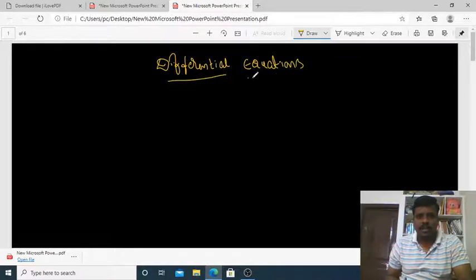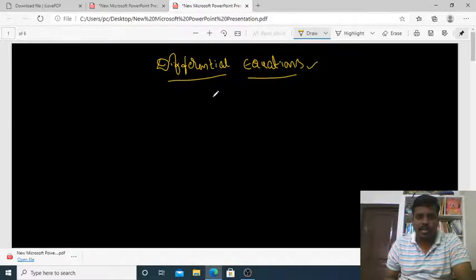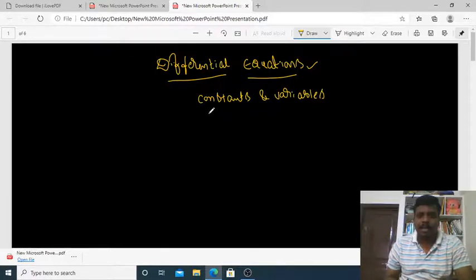First of all, what is meant by equation? We have so many algebraic equations. The linear combination of constants and variables is nothing but an algebraic expression. That expression equal to 0 is an equation.